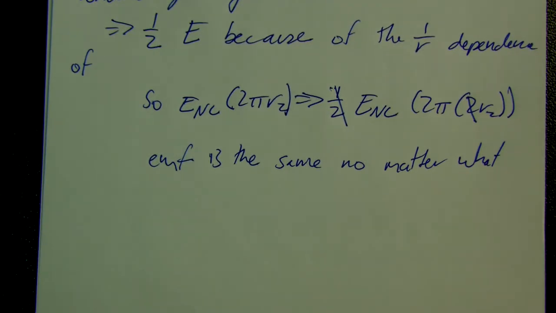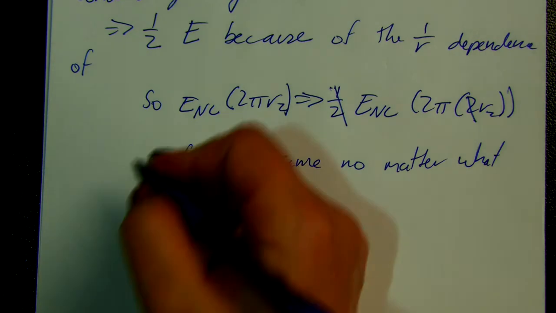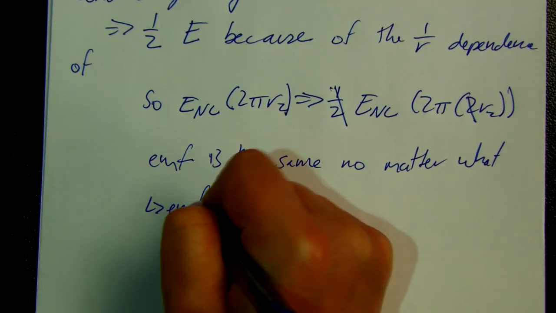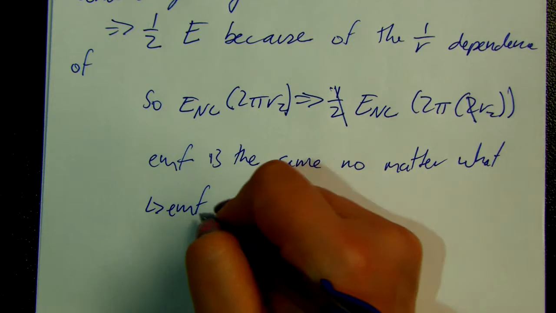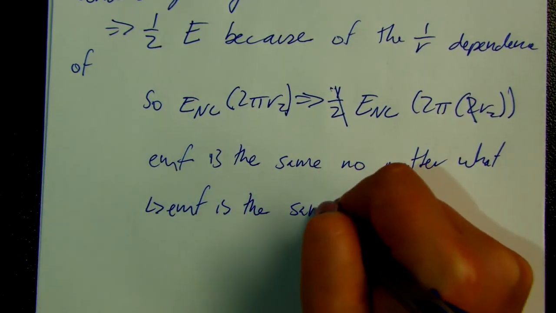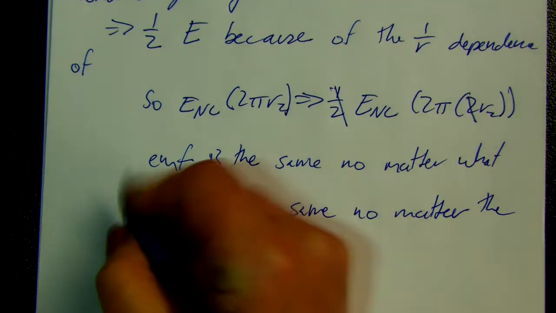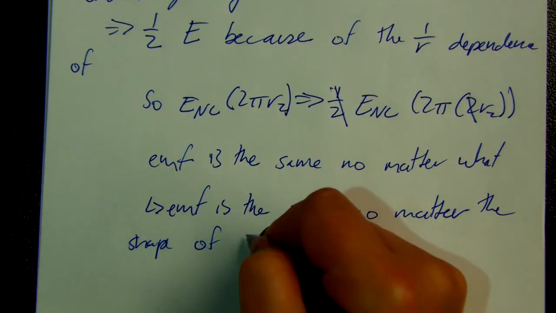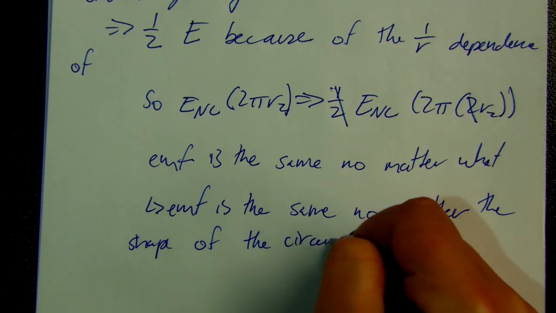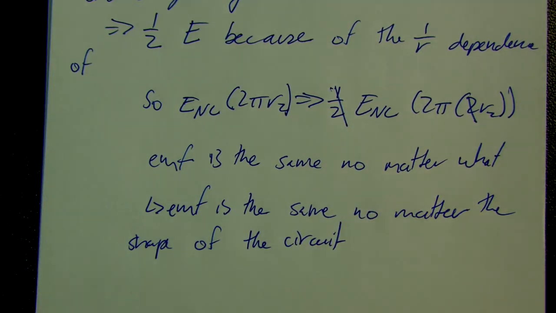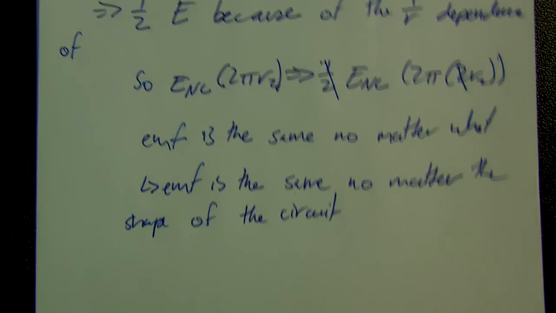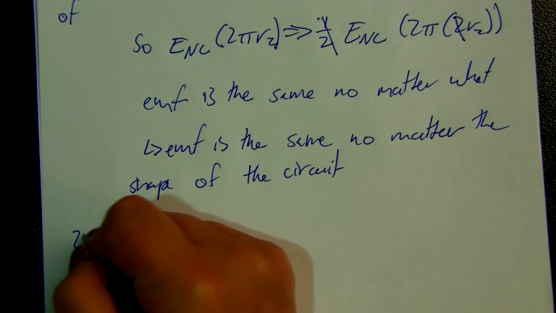Okay, and this gives us some really interesting further insight. So EMF is the same no matter the shape of the circuit. So it doesn't matter if we would put a square or a triangle around it, we're going to generate the same EMF no matter what. All right, so all of this is of course building us into Faraday's law.